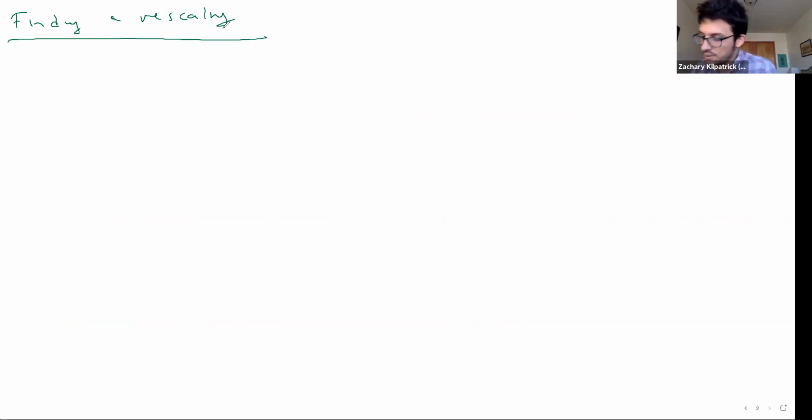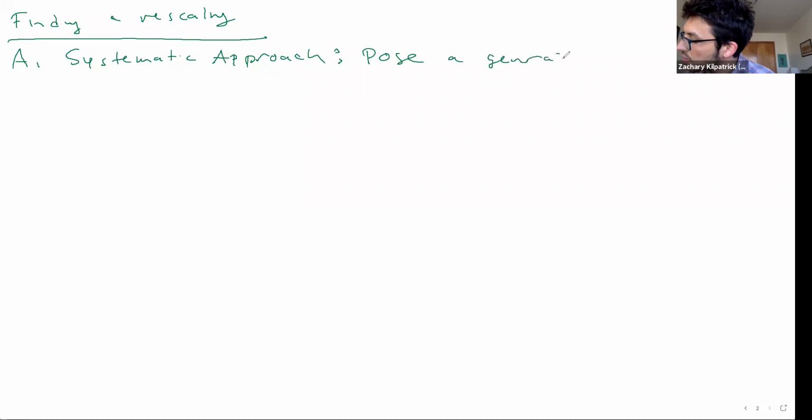Okay. So how do we find a rescaling? I'll talk about that in the context of this example, but essentially the systematic approach we can describe as follows. You're going to pose a general rescaling.